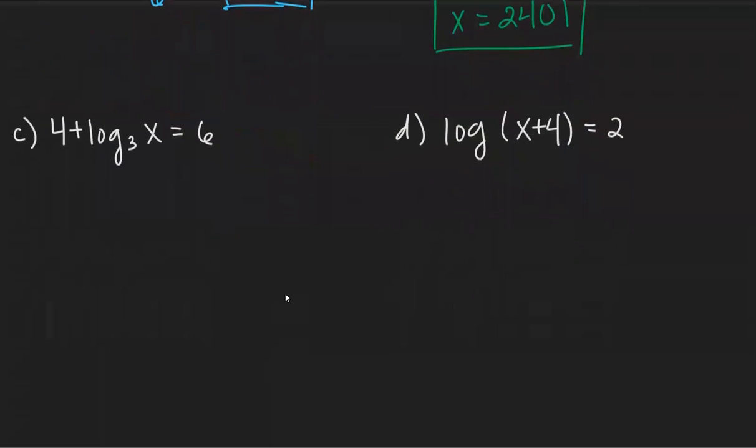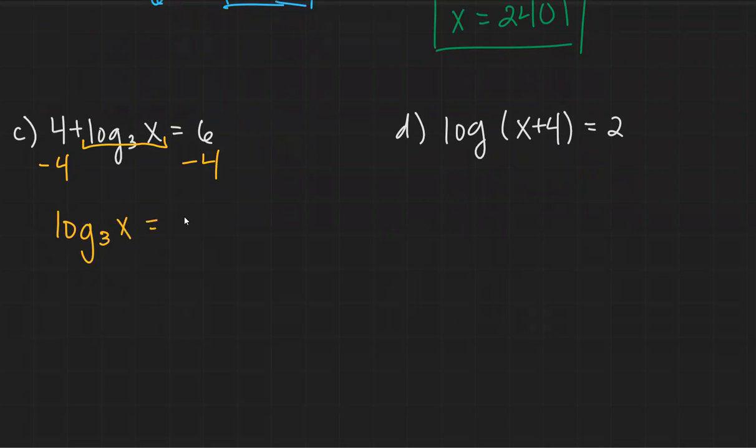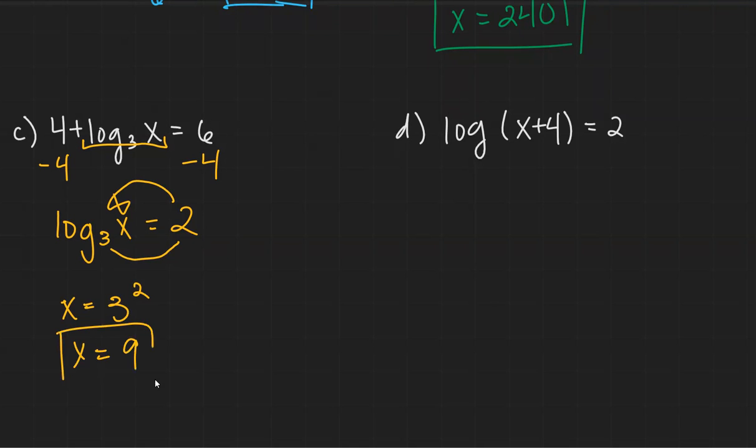Part C, let's solve for x. We want to get the log piece by itself first. This is 4 plus the log, so we subtract 4 on both sides. So I get log base 3 of x is equal to 2. And now I just do 3 to the second power is equal to x. So x is equal to 3 to the second power. We know what that is: 9. x is equal to 9. Okay, cool. One last one.